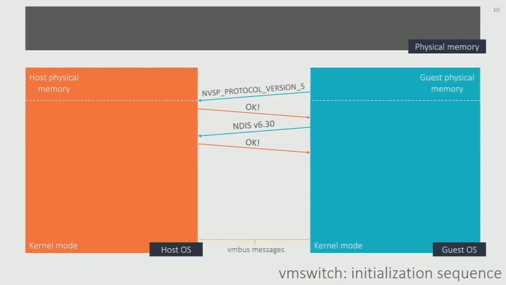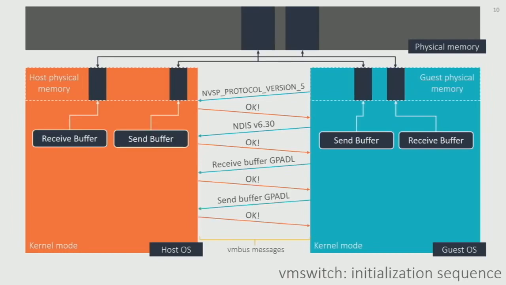And then after that, you're going to be sending these receive buffers and send buffers. The receive buffer and send buffer are basically what's going to be used. So first off, they are shared pieces of memory. They are GPADLs. So the guest OS allocates them in its own memory space, sends them over through VMBus to the host OS. The host OS maps them, and then they're going to be used to basically transfer RNDIS packets.